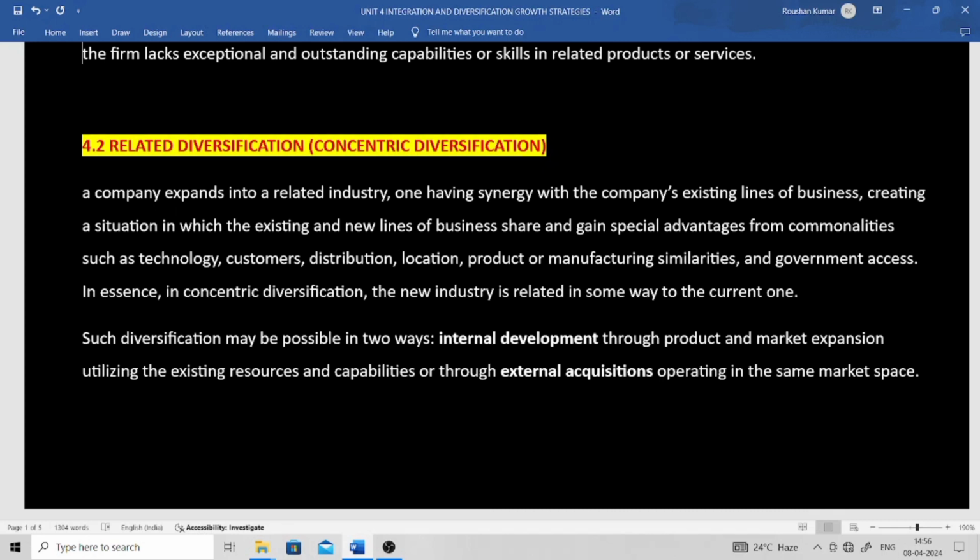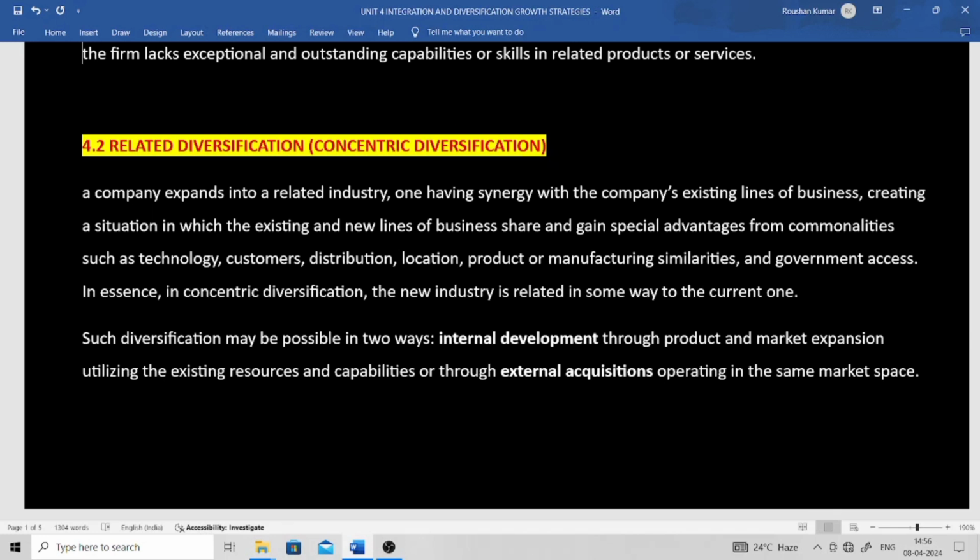This is often an appropriate corporate strategy when a company has a strong competitive position and distinctive competencies, but its existing industry is not very attractive. If the given industry is not attractive, then that organization will use its competencies and other skills which are advantageous to that firm to expand or diversify into the related industry.